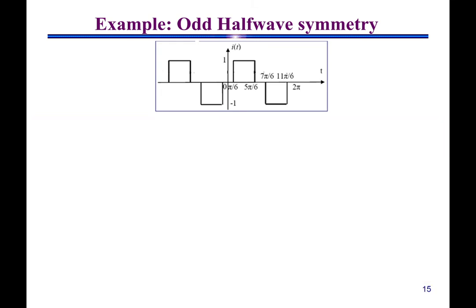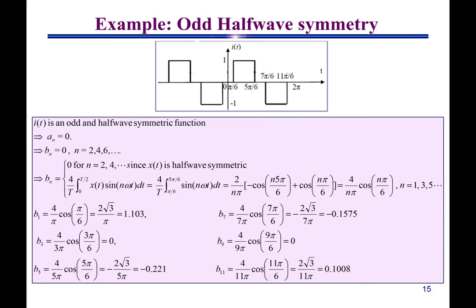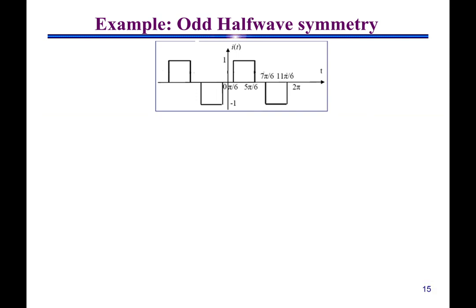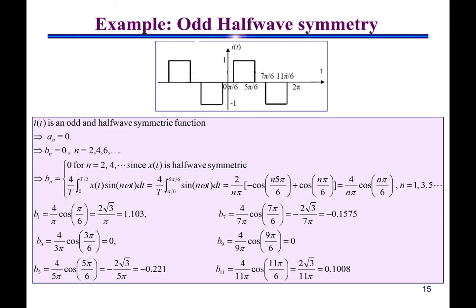Okay, and this is another example of a waveform. So again over here this is an odd function, since x of t will be equal to minus x of minus t. So it is an odd function. In an odd function we can have only the sine terms.